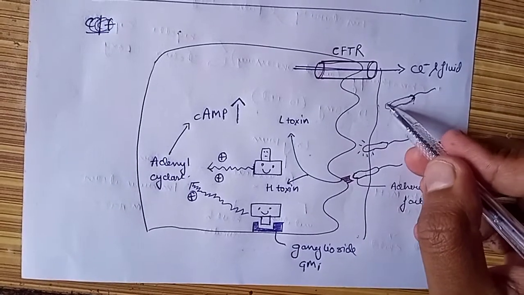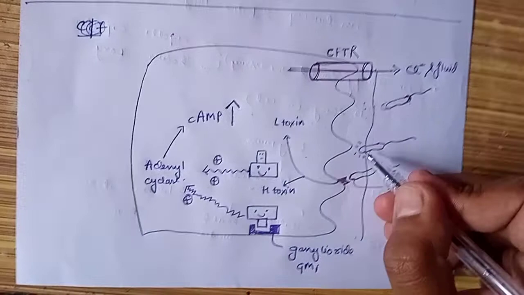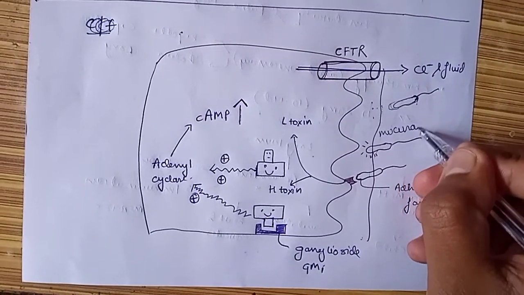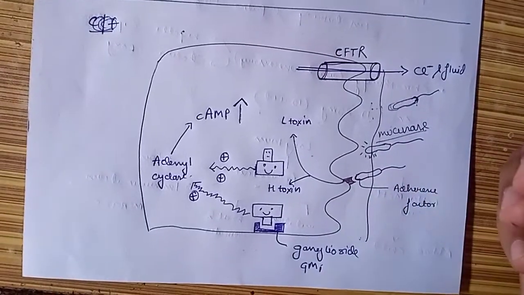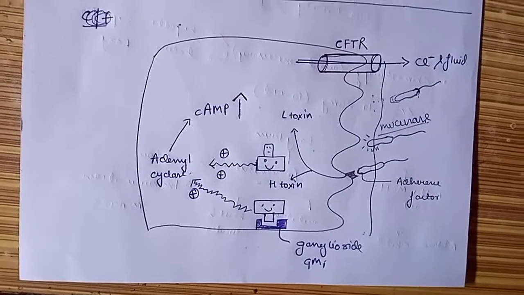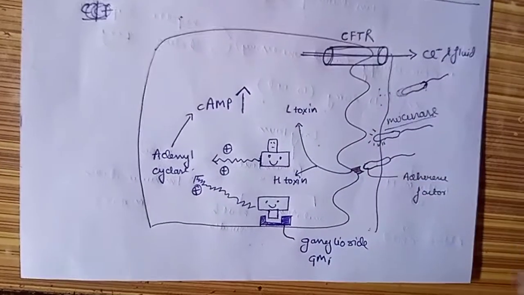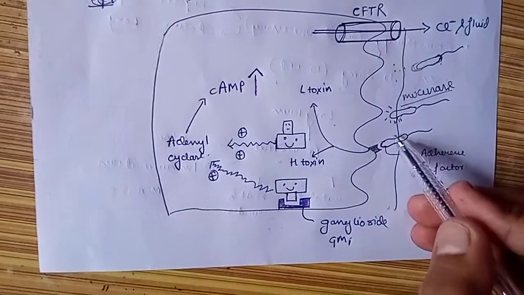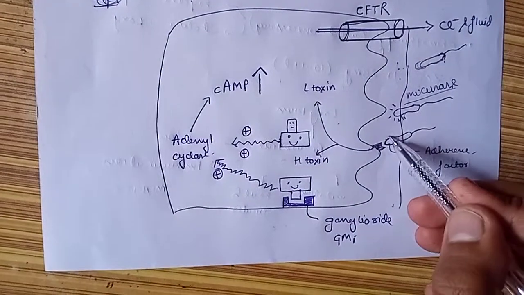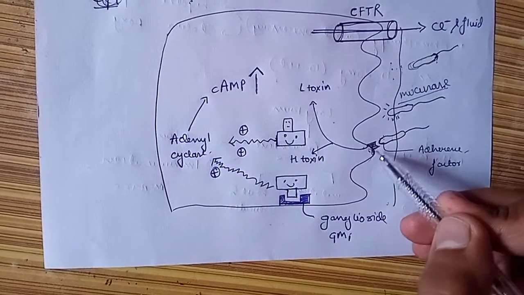Now, as this Vibrio cholera approaches the mucosa of the intestinal cell, it starts releasing mucinase. This is the first step: it releases mucinase, and this mucinase, like a warrior, passes through the mucin barrier, reaching our intestinal cell. As it reaches our intestinal cell, it has an adherence factor over it, and this adherence factor binds to the receptor over our intestinal cell.